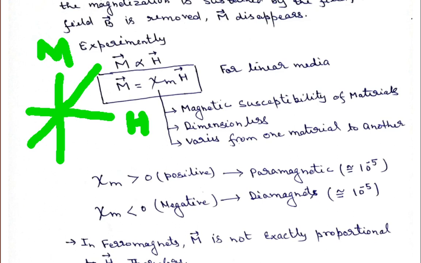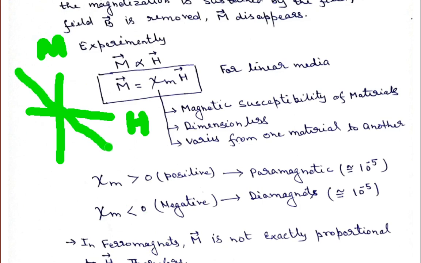Now if you have a diamagnetic material and you plot the graph between M and H, the slope should be negative. If you do the experiment, you will get a straight line, but the slope of the straight line will be negative. This kind of material is known as a diamagnetic material.